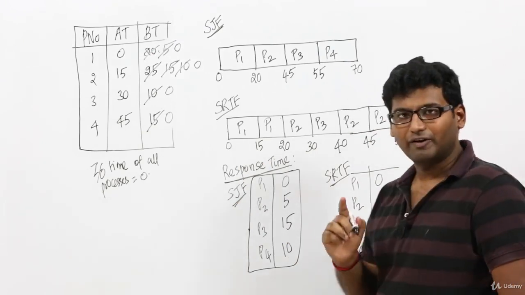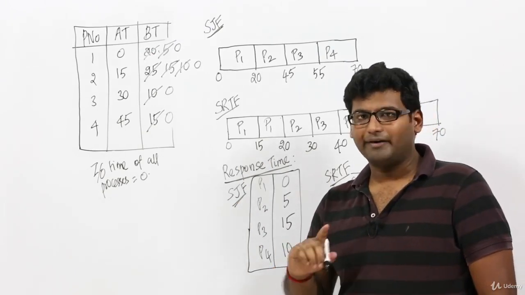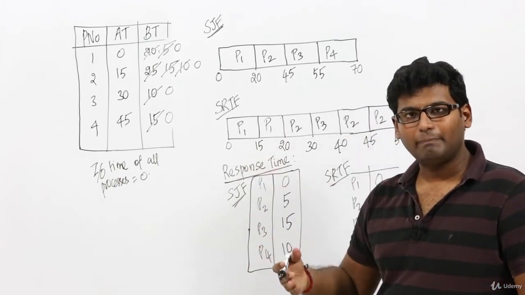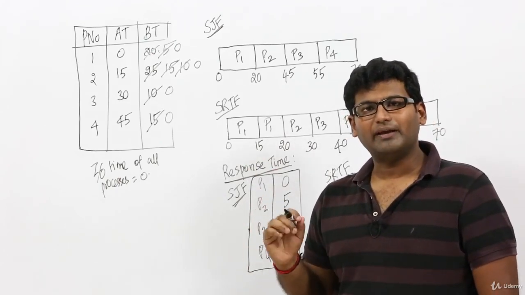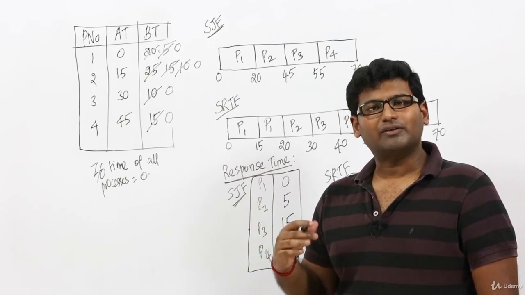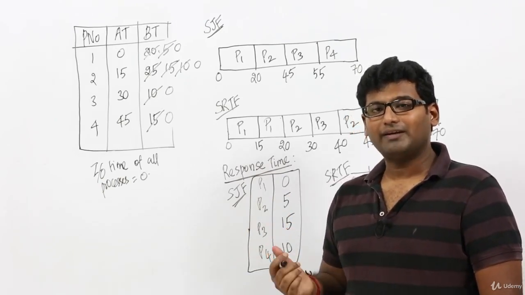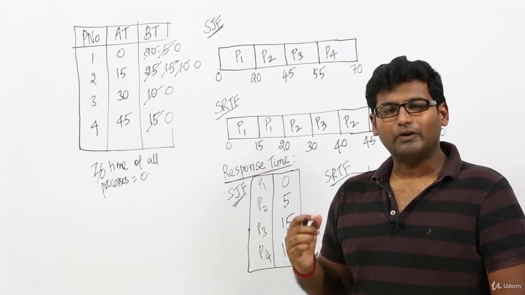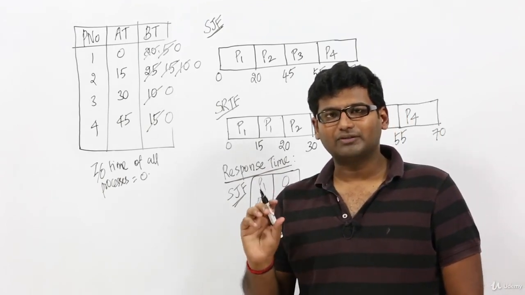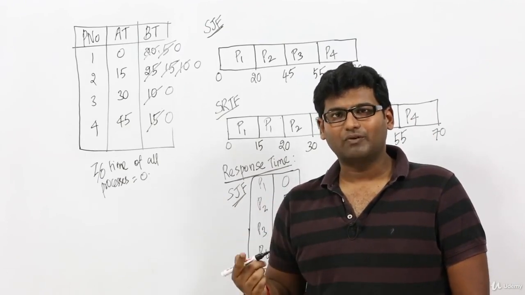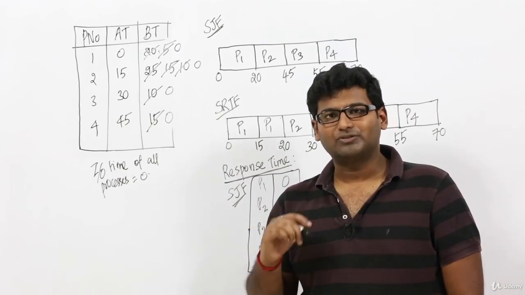There is a difference between waiting time and response time. Waiting time means, after coming to the RAM, the total time spent by a process waiting for the CPU. Whereas response time is the time spent by a process before getting the CPU for the first time. That's what we mean by response time.